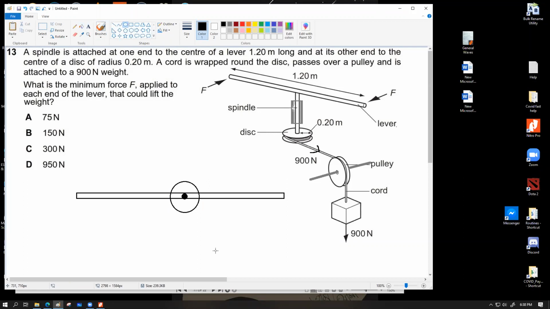Okay. Consider this as the top view, and let's say this is the string. So we now have this happening, and this is going to produce an anti-clockwise moment on this disk, which is going to be how far apart? 0.20 meters. So this is going to be 0.20. That's the radius of the disk, and the two forces are working to balance out this force, because the question says what is the minimum force, if applied to each end of the lever, that could lift the weight. Minimum means that we are trying to achieve a critical equilibrium scenario where the moments will be exactly equal to each other. So this disk is experiencing an anti-clockwise moment. So the forces should produce a clockwise moment.